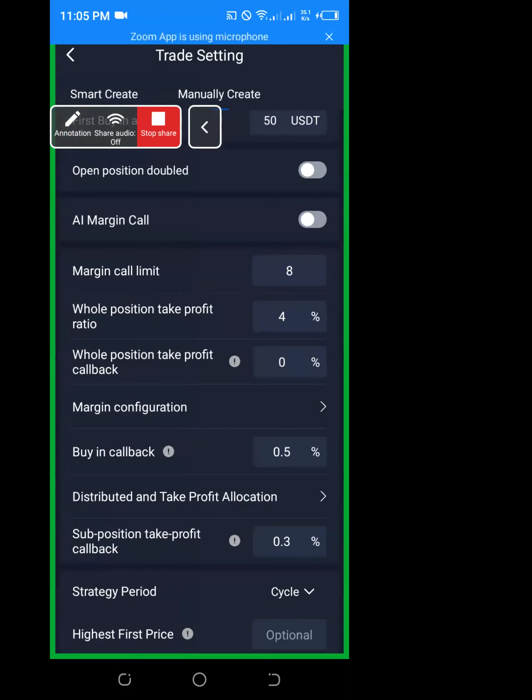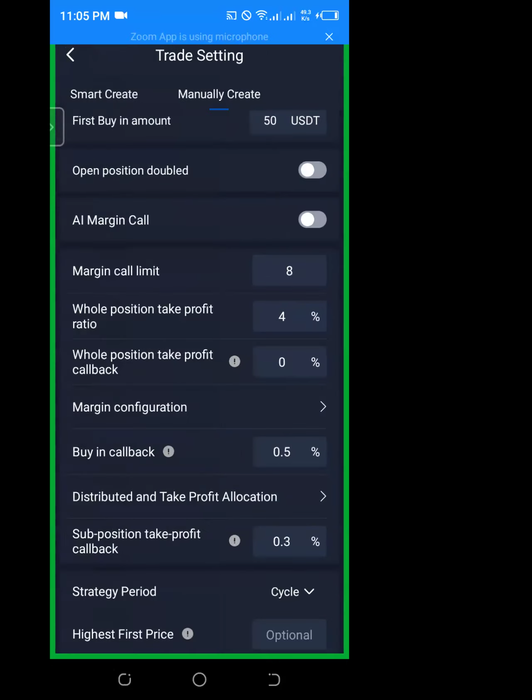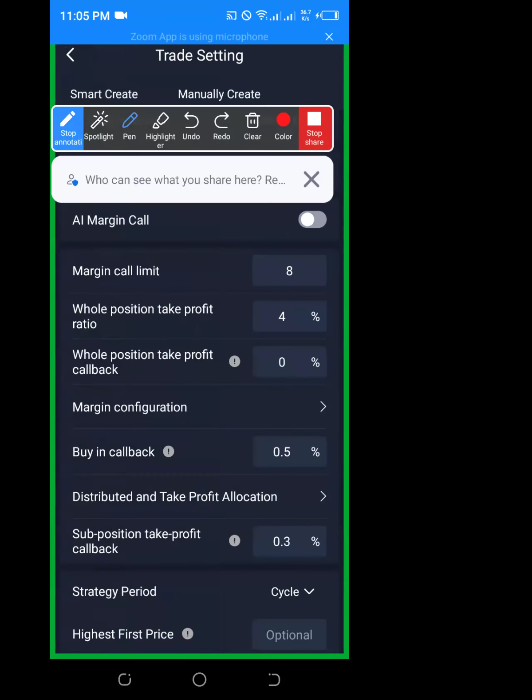It does that to each and every margin call. And make sure the buying callback is not higher than the margin call drop and not equal to the margin call drop. It should not be higher or equal to the margin call drops.